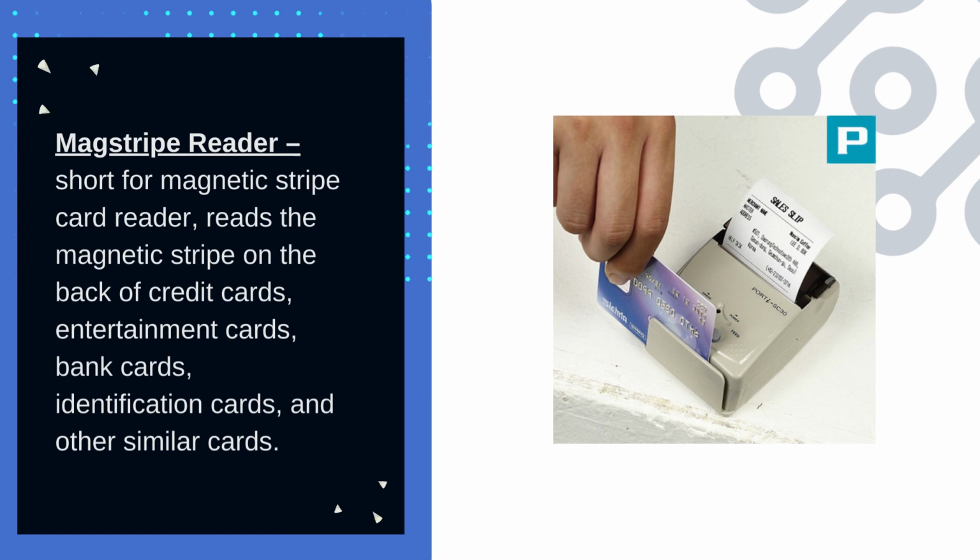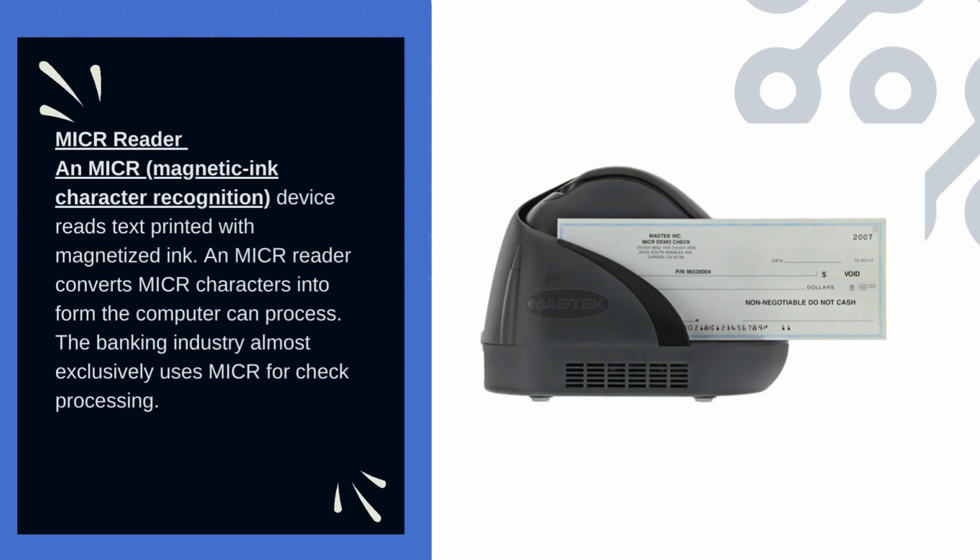Magstripe reader is short for magnetic stripe card reader. It reads the magnetic stripe on the back of credit cards, entertainment cards, bank cards, identification cards, and other similar cards. And the last example of an input device is the MICR reader, or magnetic ink character recognition. The device reads text printed with magnetized ink. An MICR reader converts MICR characters into a form the computer can process. The banking industry almost exclusively uses MICR for check processing.